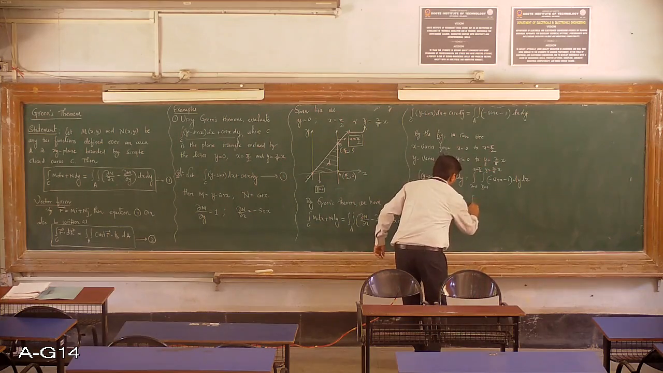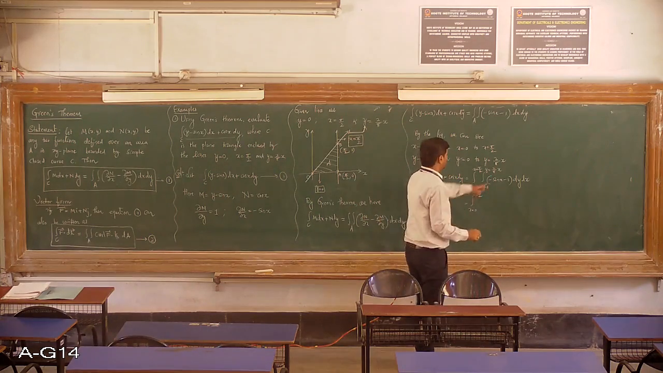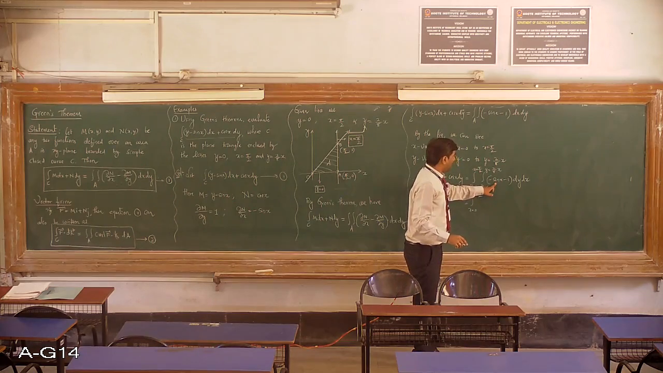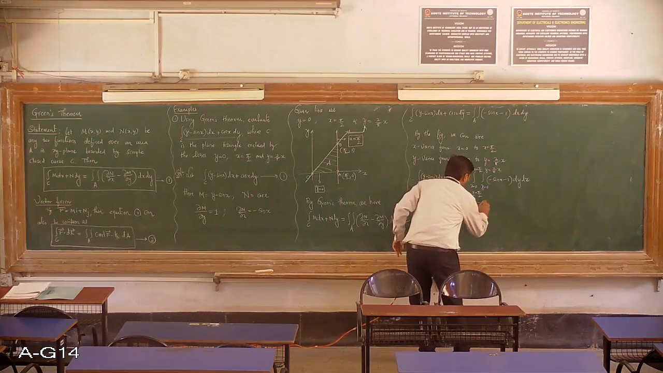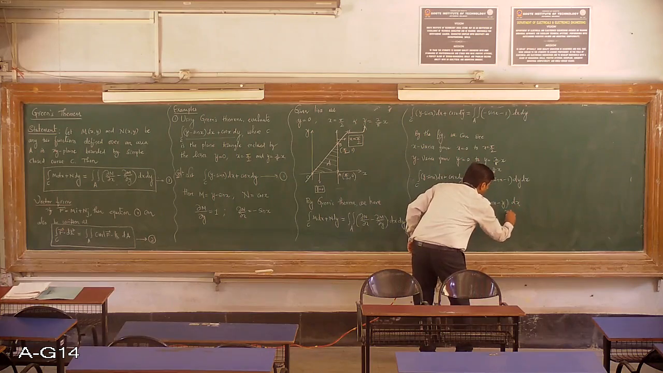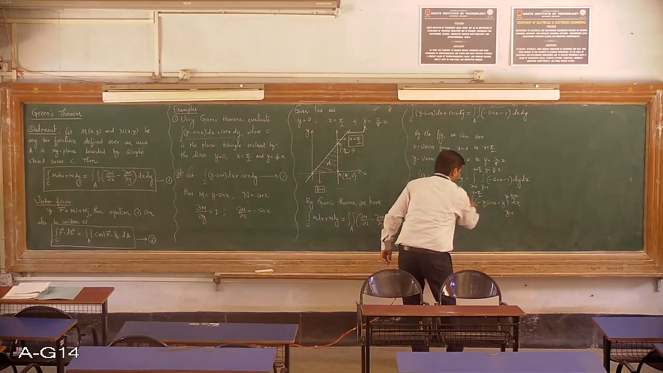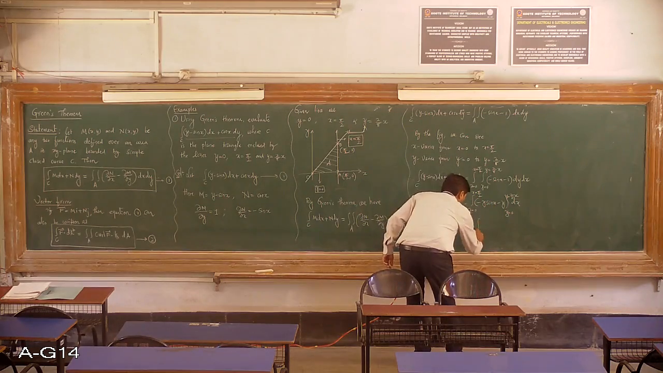Now start the evaluation. x equals 0 to x equals pi by 2. The integral of minus sin x minus 1 with respect to y is minus y sin x minus y, into dx, and y is running from 0 to 2 by pi into x. Now that minus sign we will take outside, because the minus sign is there, so we keep it outside. Here we write the integration from x equals 0 to x equals pi by 2.